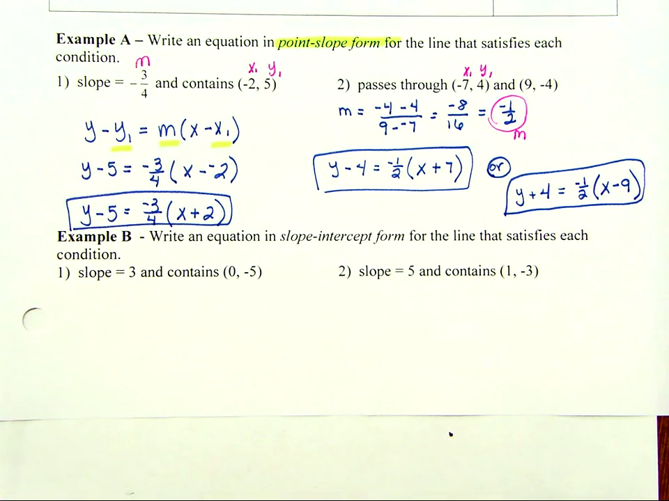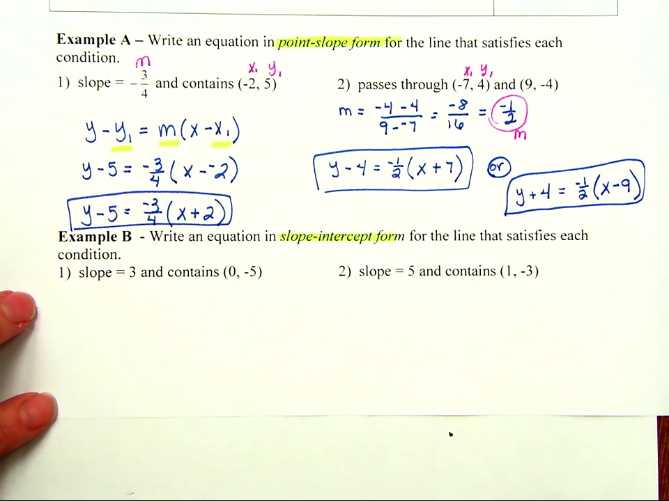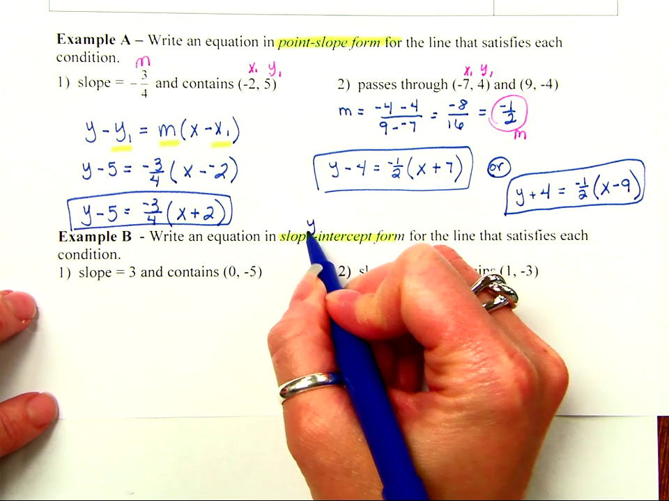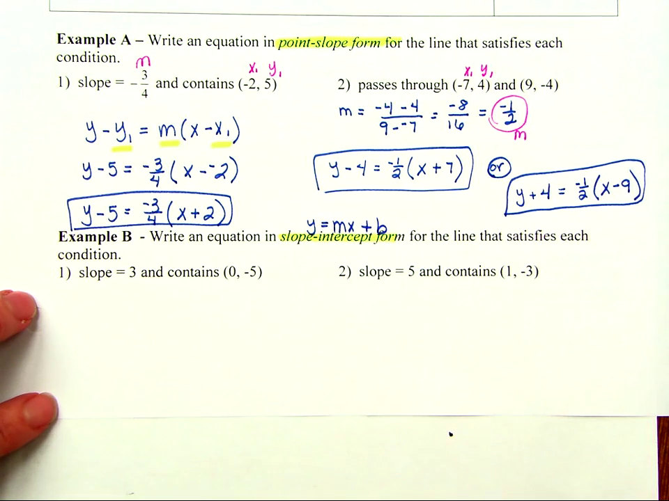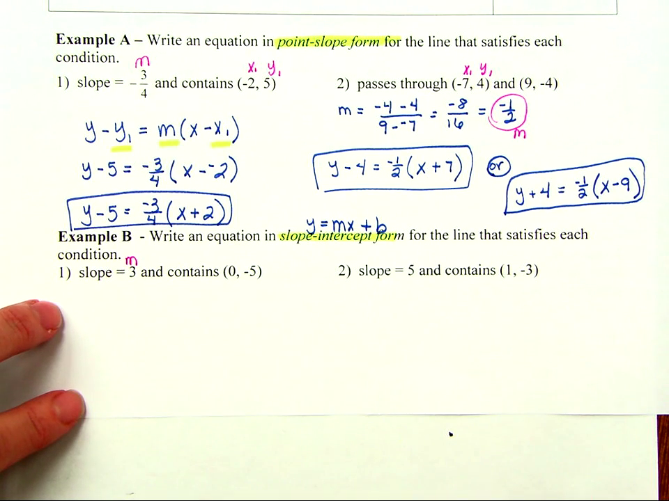Now example B asks us again to write an equation of our line, but this time they want it in slope-intercept form. And so reminding myself, I'm going to be looking to get it in form y equals mx plus b. As I look at the information that they give me, they do tell me my slope is 3, and it contains the point 0, negative 5.